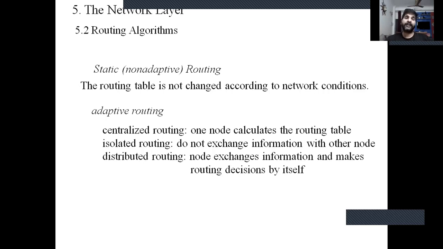While in adaptive routing algorithm, there is centralized routing, where one node calculates the routing table. Several types of adaptive routing are used. Isolated routing does not exchange information with other nodes. In distributed routing, nodes exchange information and make routing decisions by themselves.